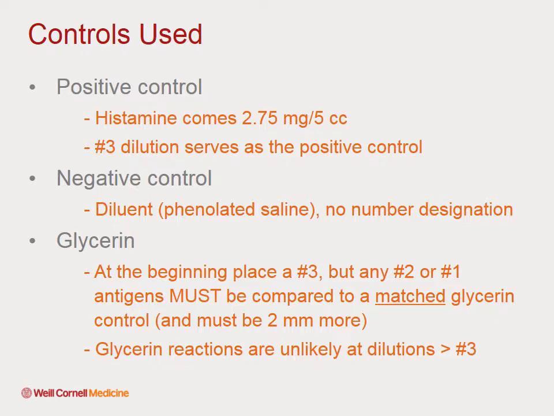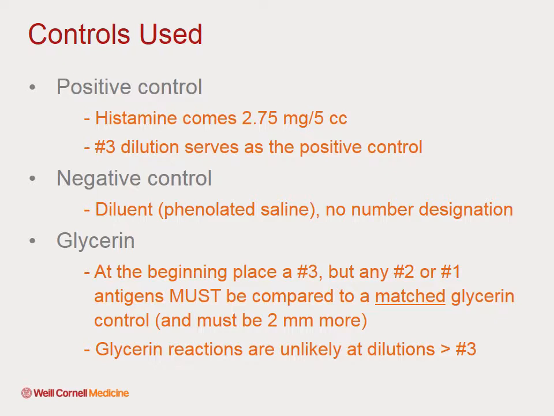And then, of course, we use glycerin, which is one of our most important controls. At the beginning, we place a number 3 glycerin. And again, this is a number 3 dilution that's created from our stock solution of 50% glycerin, because as you recall, our concentrated allergens also come in 50% glycerin. But we also use a matched glycerin control if we're going to place any number 2 or number 1 dilution allergens, because at this concentration of glycerin, sometimes the skin can react just to the glycerin. And what we want to see in our matched glycerin control, in order for it to be positive, is that our allergen wheal has to be 2 millimeters more than the matched glycerin control wheal.